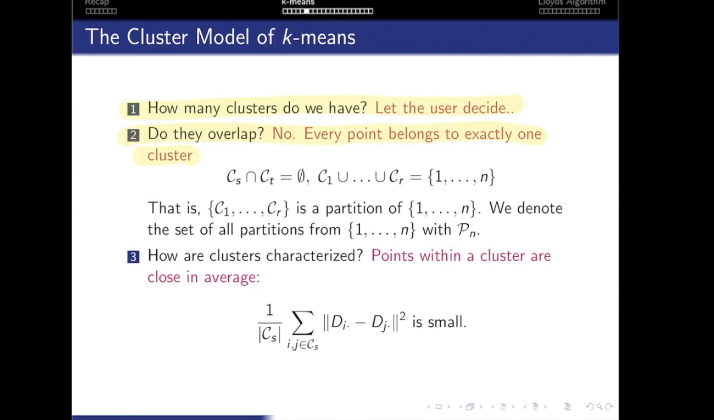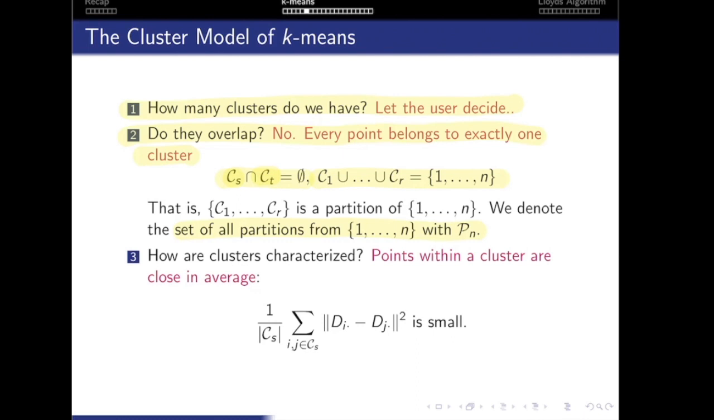And that means if we have these clusters, which are sets of points, they have no overlap, so the intersection of them is the empty set. And the union of all clusters returns the set of all points, here indicated by their indices. And then we have a partition, so every point belongs to exactly one cluster. And the set of all partitions from these n data points we have is then denoted with Pn.